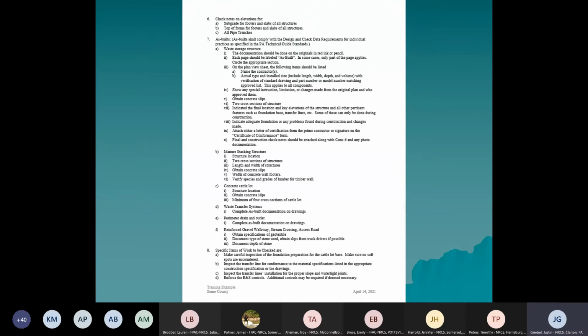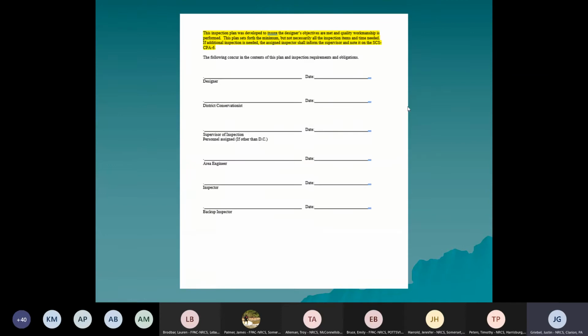So if there's ever a question of what you should be looking at, you just want to refer to the quality assurance plan. And then it's also good to have the designer sign the quality assurance plan. You want the inspector, the supervisor of the inspector, and a backup inspector. All those people need to know their roles and responsibilities before the project starts to take place.